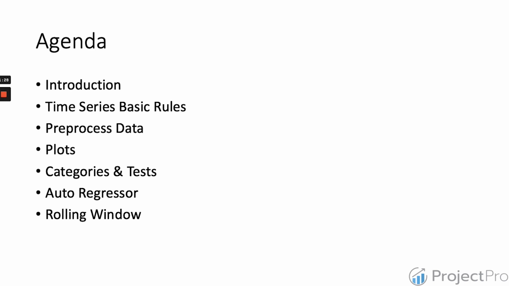So in this part, we'll understand that. Fourth is the plots. There are various plots, and we'll understand how to plot a time series, how to modify a few of the parameters, how to keep the important parts, and how to plot those particular parts. Next, we'll understand the categories and tests. There are multiple categories and standards in time series. And then we'll understand autoregressor and rolling windows. In this particular video, we'll just cover the introduction, but this is the agenda for this time series.